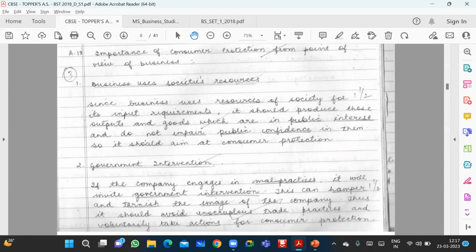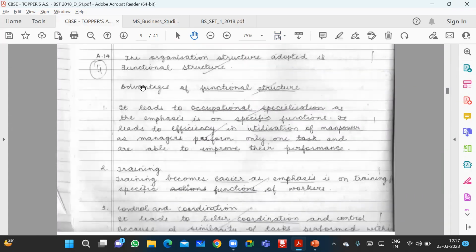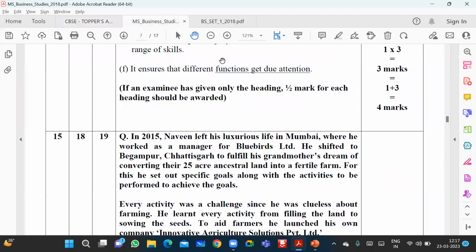So now let's see how the topper has written the answer. First, he has given the answer as functional structure, and then the student has written the benefits. First one is occupational specialization, then training, and then control and coordination. So just maintain the consistency of word limit, about 25 to 30 words for each point. And now let's come to the next question.